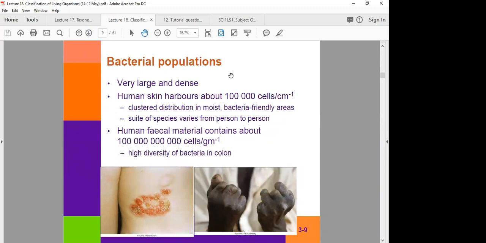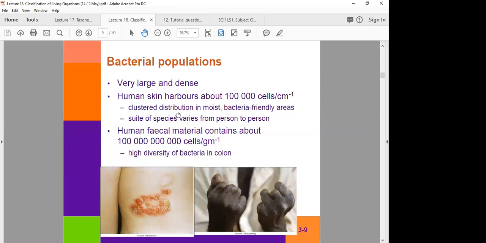All right, let's look at bacterial populations on humans and in humans. Obviously, we harbour very large and dense bacterial populations, both on our skin and in our bodies. In fact, it's been estimated that if we were to look at the total number of bacterial cells occupying our bodies and the total number of our own cells, we would actually be more bacteria than we are human. That's how many bacterial cells are found on us.